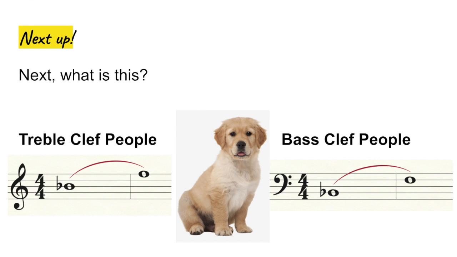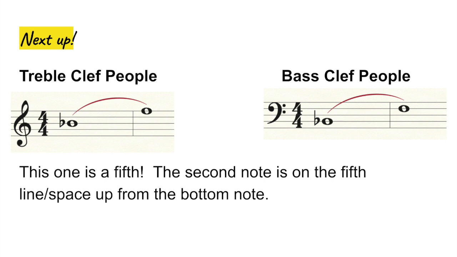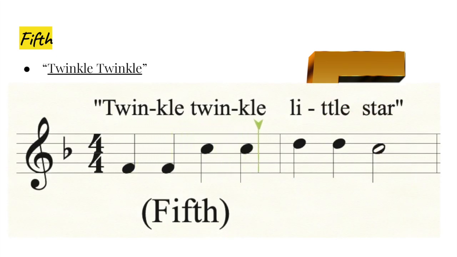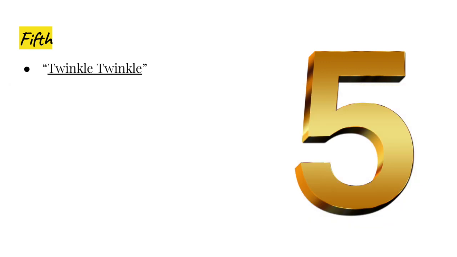Count from the bottom to the top. In this case, B flat to F is an example of a fifth. It's a perfect fifth. The second note is on the fifth line or space up from the bottom note. I've only got one song to use for a perfect fifth, but it's a pretty good one. Twinkle, Twinkle, Little Star. The first two different notes, twinkle, twinkle, are a perfect fifth.